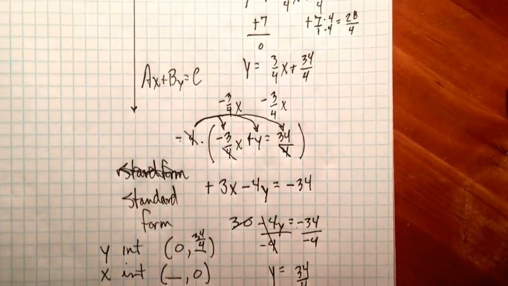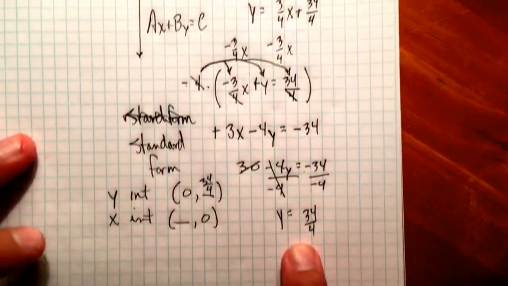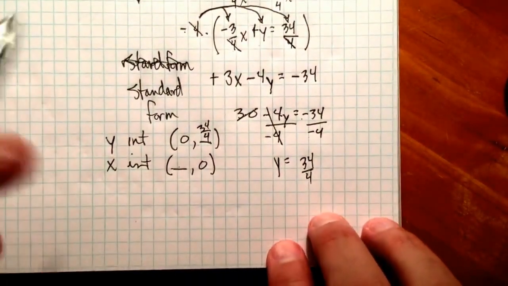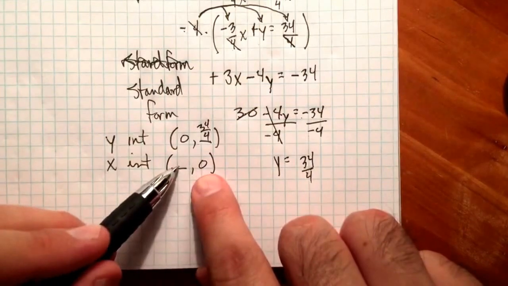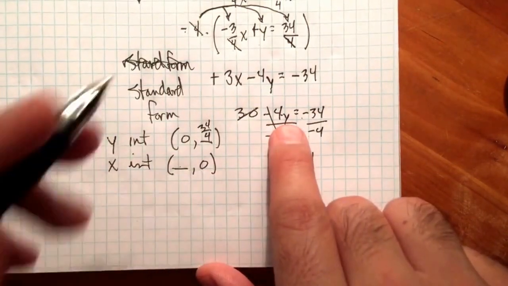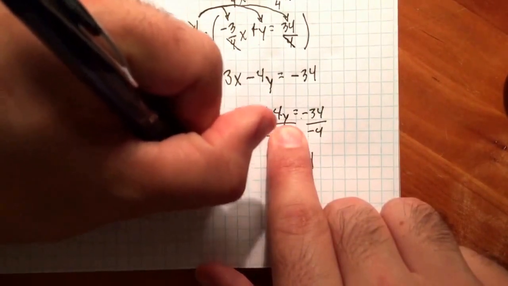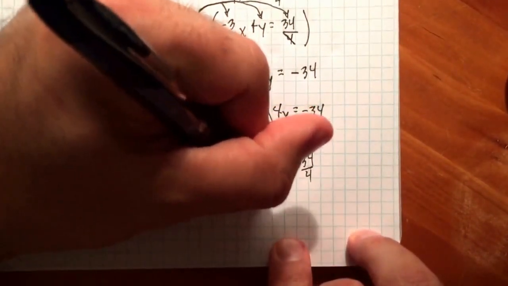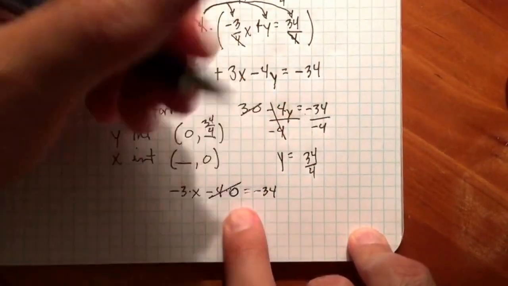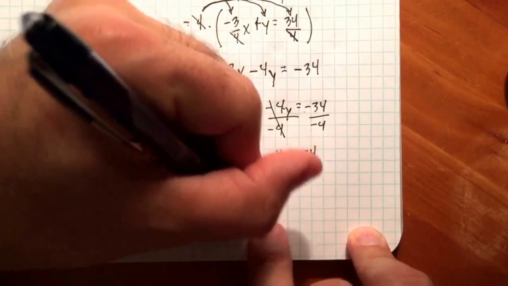Let me show you one last thing and we'll be done with this particular video, and we can move on to some practice problems together. Now, to find the x-intercept, I can do the same thing, but instead of making the x 0, I'm going to make the y value 0. So negative 3 times x minus 4 times 0 equals negative 34. And this equals 0, so I'm left with negative 3x equals negative 34.